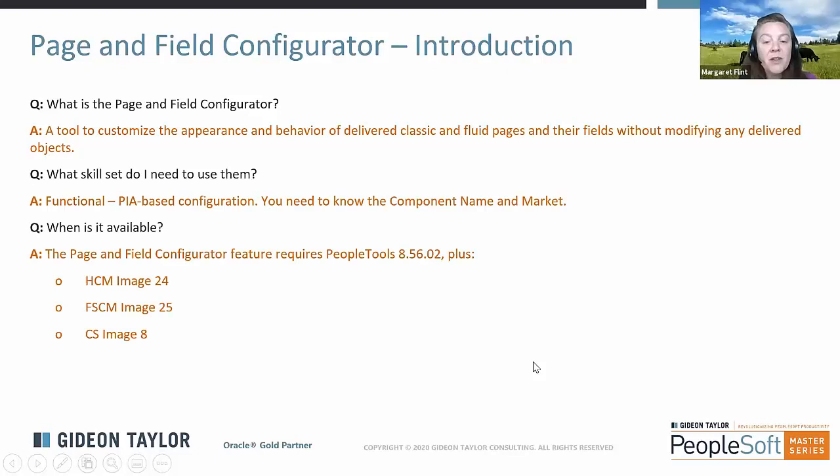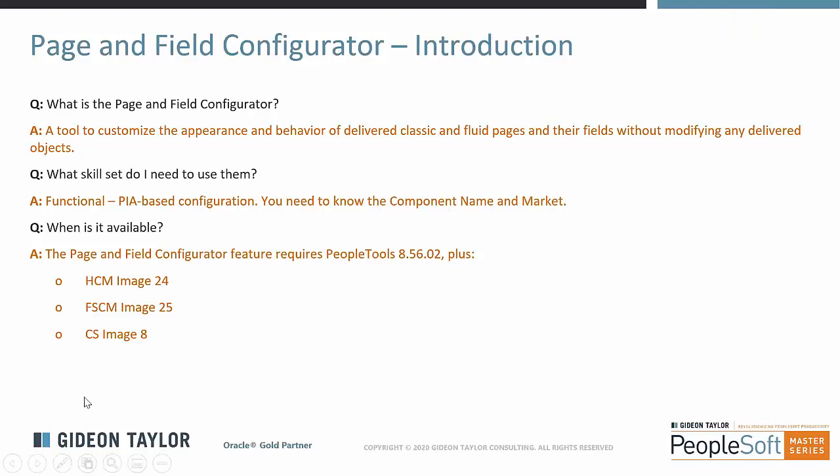You can find Page Field Configurator in the Enterprise Components menu if you have the system requirements listed here on the slide. There's a delivered permission list for the page, and you can go ahead and add that to your back office administrative role if you haven't done that already.